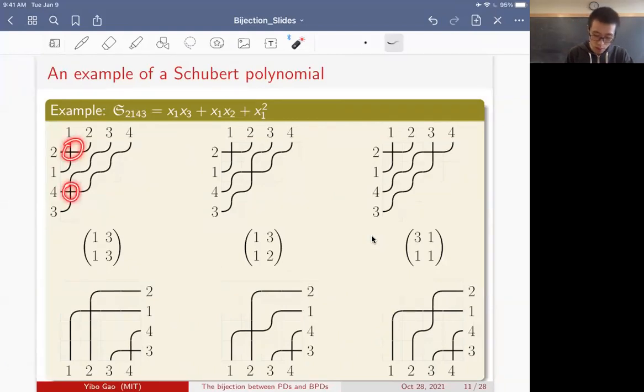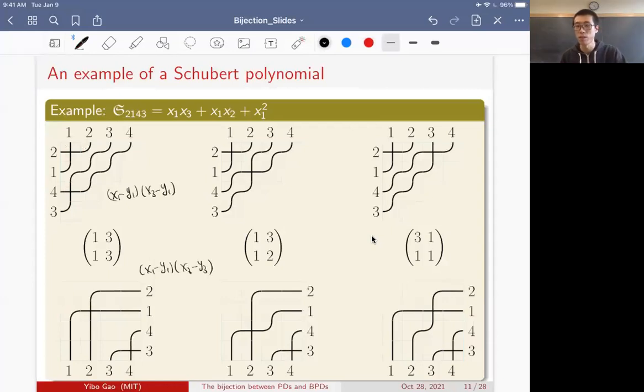Multisets of what? The multiset of the positions of the crossings and the positions of the blank tiles are not the same. So if you write down the double version, for the pipe dreams you will have x1 minus y1 times x3 minus y1. For this one, you have x1 minus y1 times x3 minus y3. So these are not the same thing. So one can only hope for a bijection in the single variable case, basically.